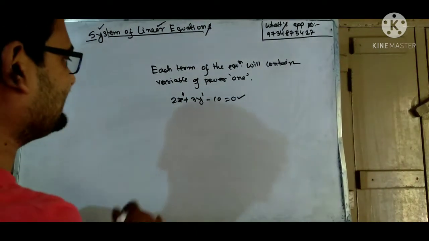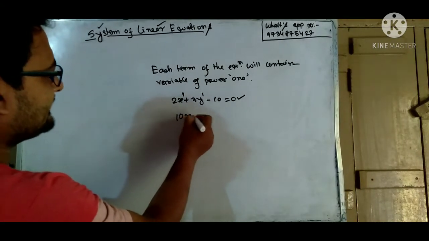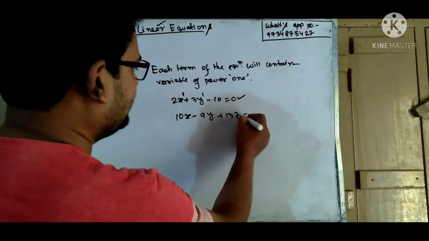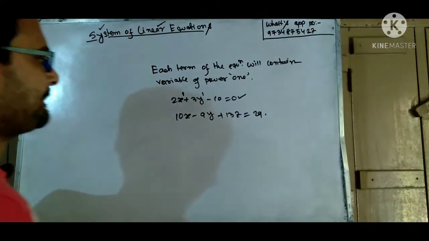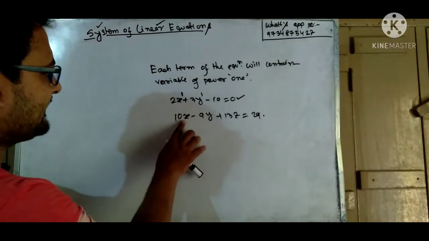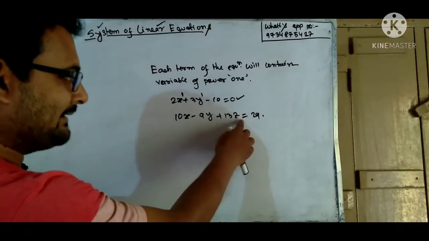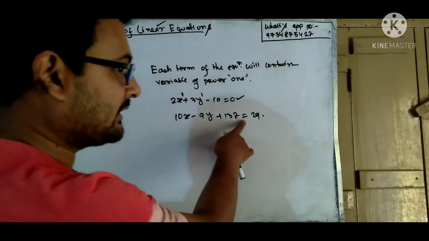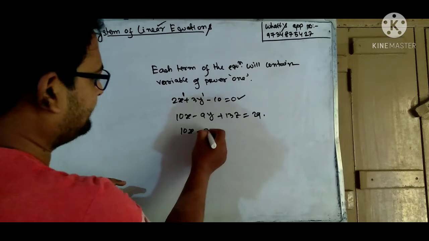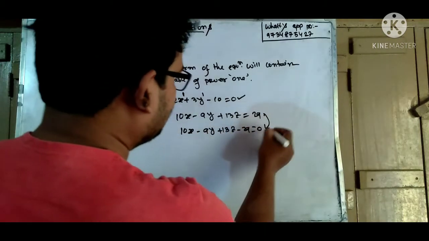Let us take another example with three variables. Say 10x minus 9y plus 13z is equal to 29. Let us take this equation. Now it has three terms, namely first term, second term, third term, and if we take 29 to the left hand side, then it will become the fourth term. So this and these are the same.